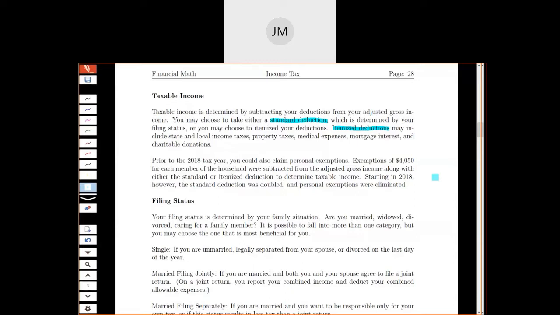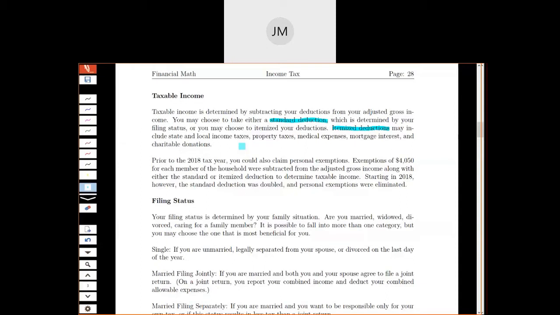So itemized deductions are your actual deductions. That's things like the amount of money that you pay in income taxes and property taxes and medical expenses and mortgage interest and charitable donations. Those are all deductions.